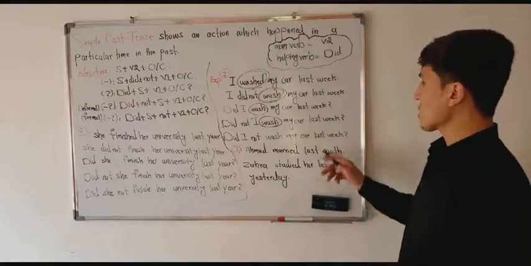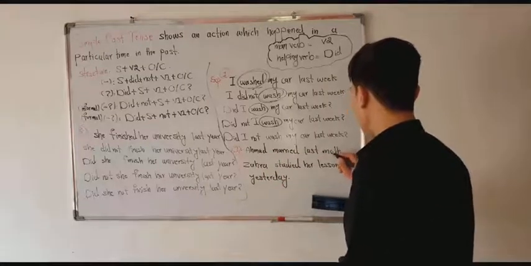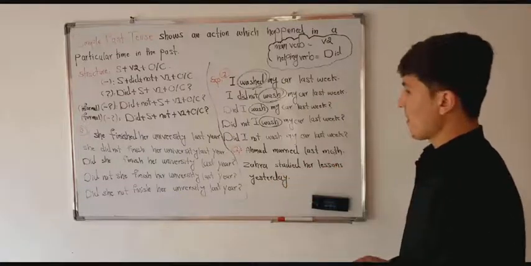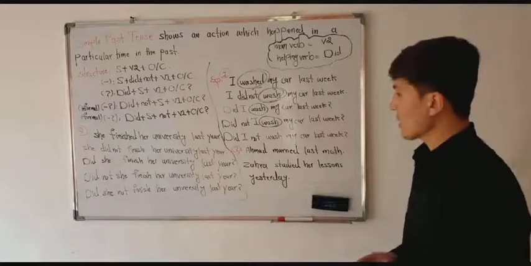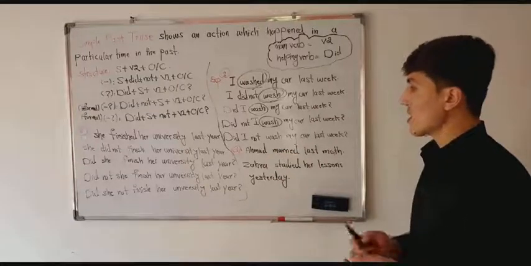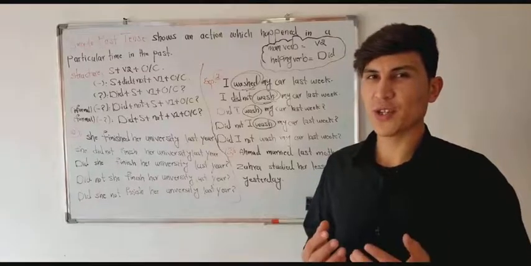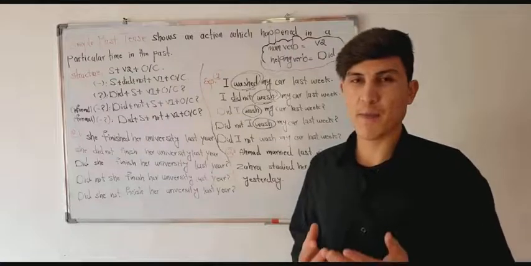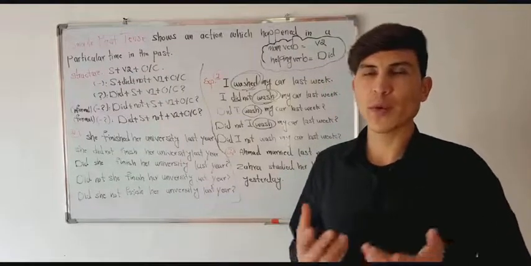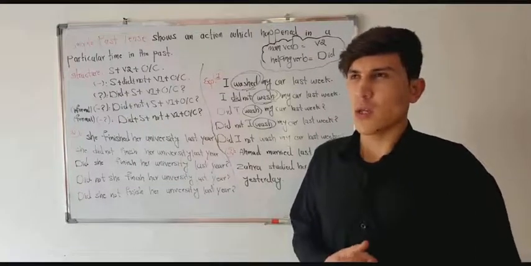And look at these two examples. Ahmed married last month. Zahra studied her lessons yesterday. It is your homework to change these two sentences into negative and negative interrogative. So we have studied the definition of simple past tense and how to use it, but now we are going to study when we can use it, when we have to use it.